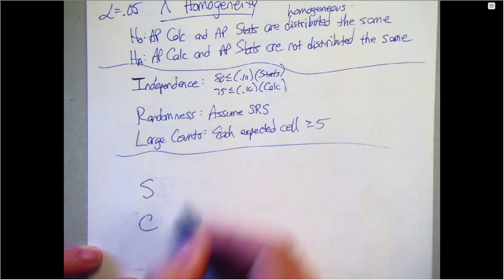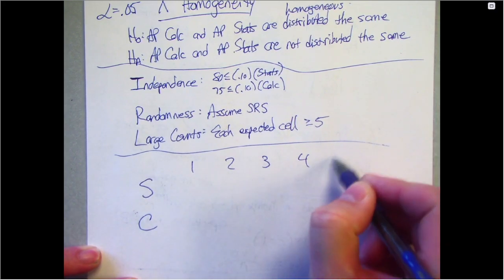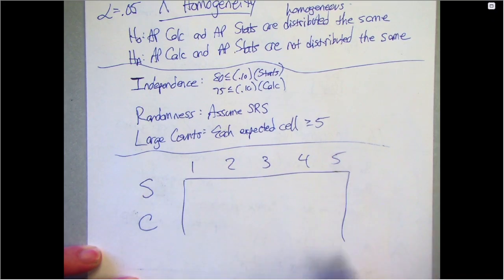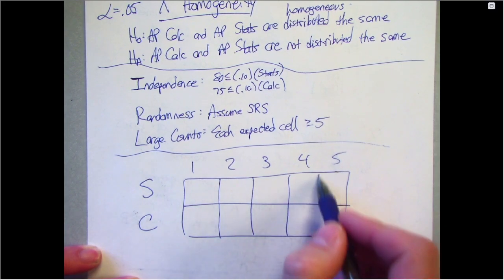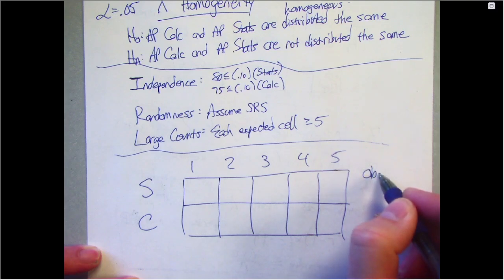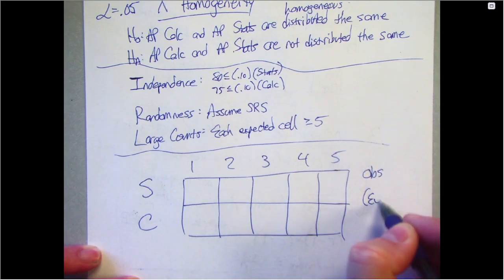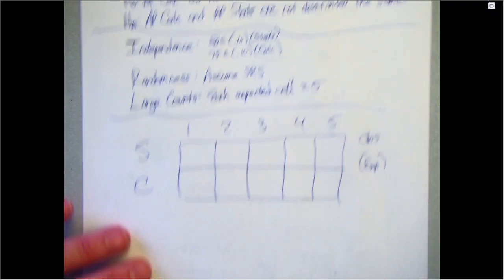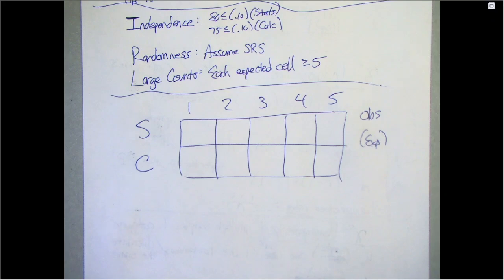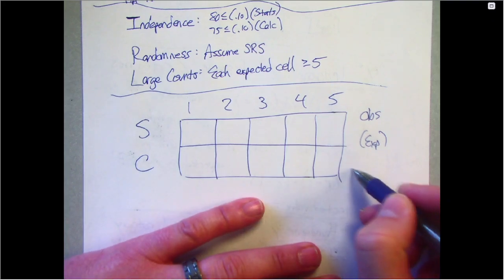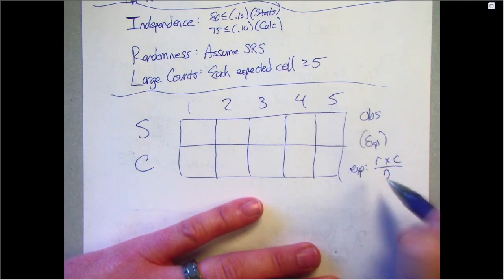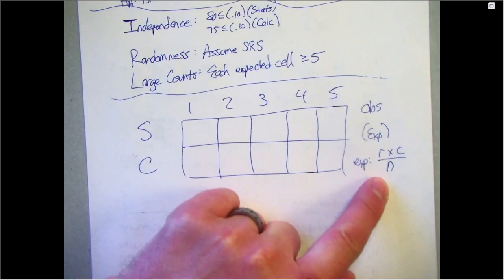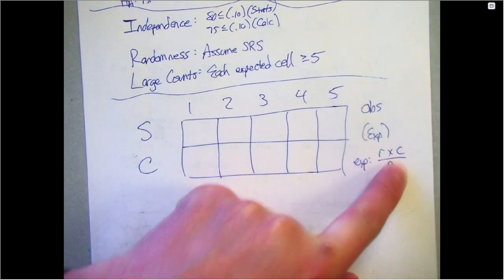I'm going to put stats, calc, 1, 2, 3, 4, 5. And I'm going to tell the person grading it what I'm doing. So I'll put the observed and then the expected value in parentheses. I'm also going to tell them that I know the expected value, even though I'm not going to use this formula, the calculator's going to do it. I'm going to tell them I know the formula for the expected values is rows times columns divided by n.